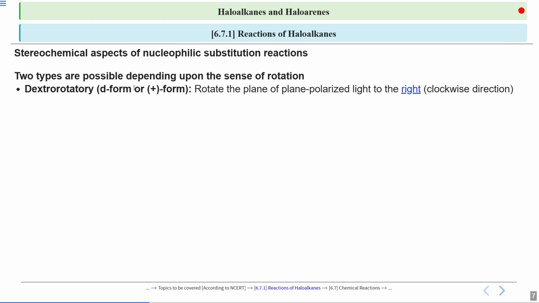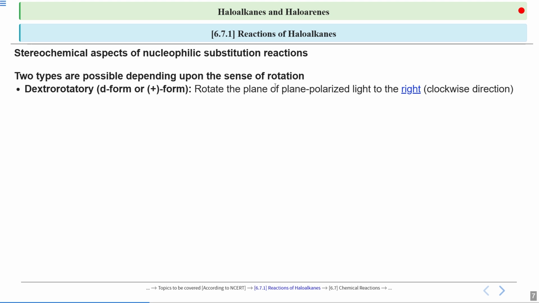Two types are possible depending upon the sense of rotation. So basically, on the basis of the sense in which the rotation is happening, two types of compounds are possible. First are dextrorotatory. You can also call them the D form, or you can put a positive sign for their representation before their degree of rotation.